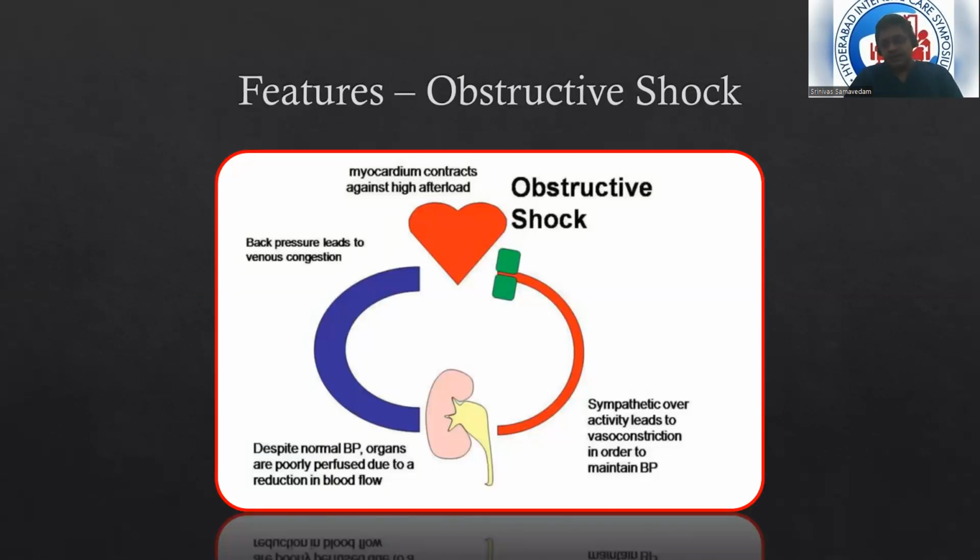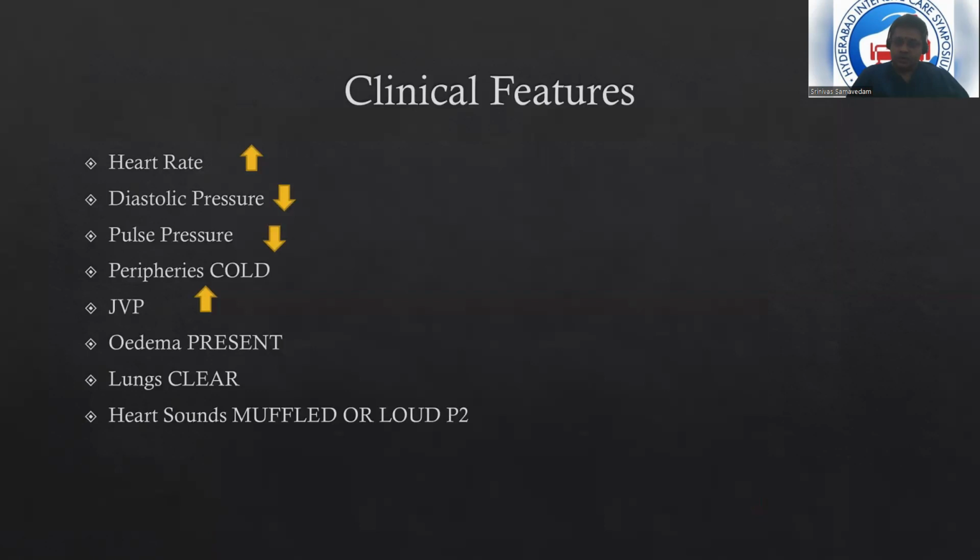Obstructive shock, which intensivists see more often, but not others, and therefore they don't suspect, is a situation where the myocardium is contracting against a high obstruction or a high afterload, which could be on the right side in pulmonary embolism. It could be in tamponade, where there is an extrinsic constriction of the contractility of the heart. Therefore, obstructive shock is characterized by an increase in heart rate, a decrease in diastolic pressure, a decrease in pulse pressure, cold peripheries, elevated JVP. And you may not be able to hear the heart sounds clearly in a patient with tamponade, or you may get a loud P2 in patients with pulmonary thromboembolism.